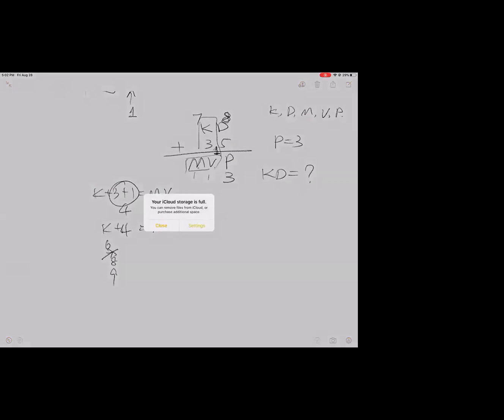If it was 8, it would be 12. Could 12 work? Well, M and V are different for 12. So what's wrong with K? K and D are the same. Okay, K cannot be 8 because D is 8, right? So K cannot be 8.